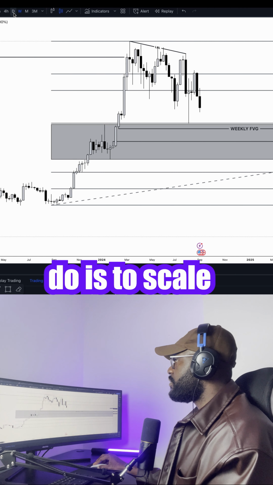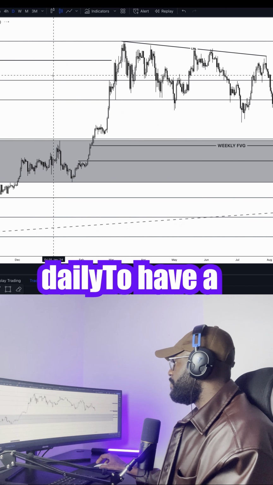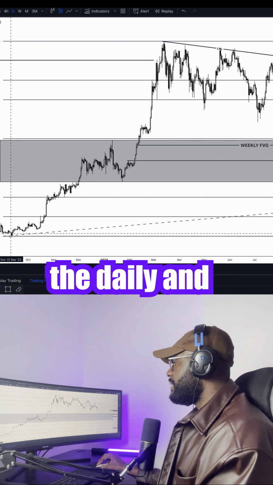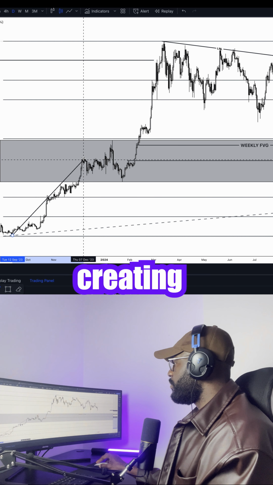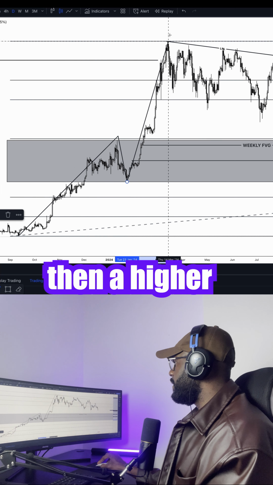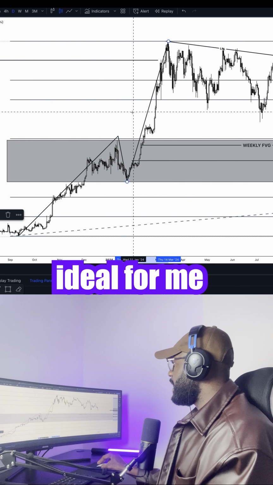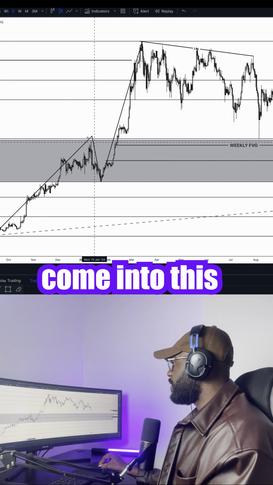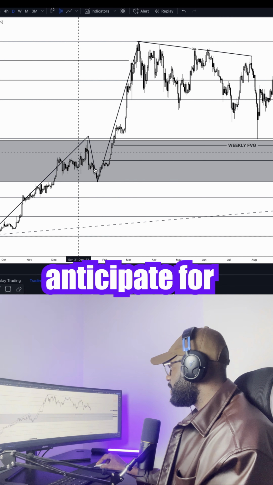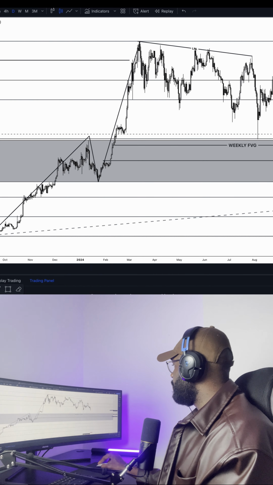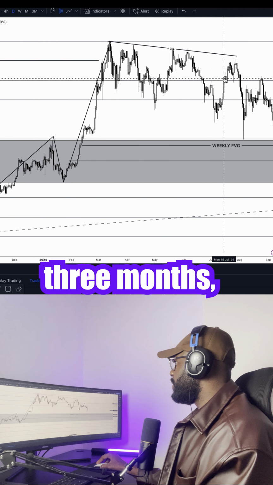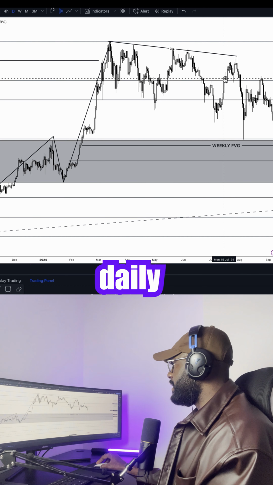The next thing I do is to scale down to the daily to have a better overview of the market structure on the daily. And on daily, you can see clear as day, we're creating higher highs, higher low, and then a higher high. So it's ideal for me to anticipate for price to come into this key level. If we're going to continue higher, it's ideal to anticipate for a run into this key level before a potential continuation. Now you can see how I've aligned my 3 months, my monthly, my weekly, and my daily time frame.